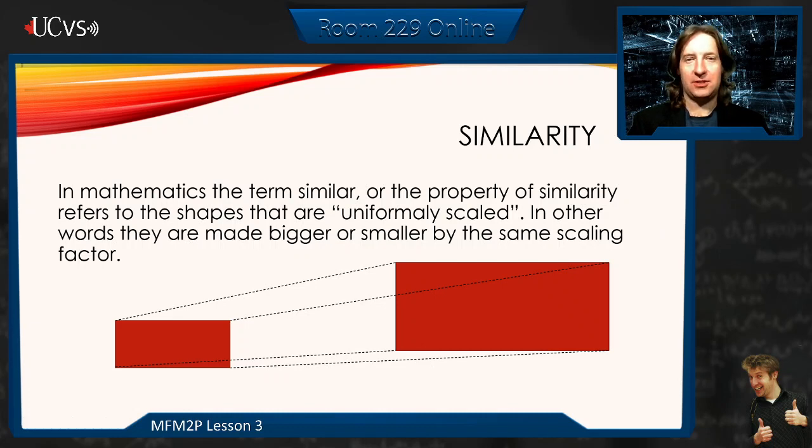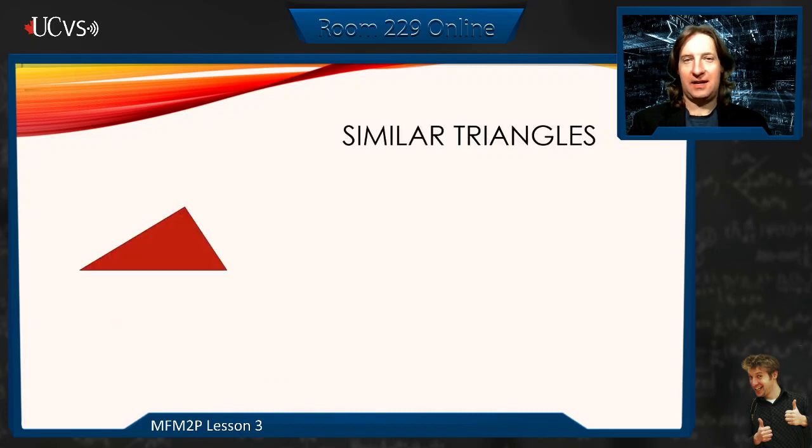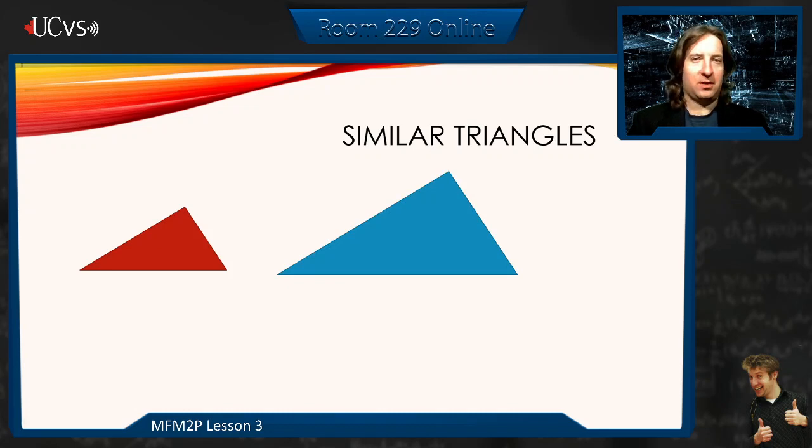So now we're going to talk about similar triangles. Let's say I have this red triangle here. If I just make everything bigger by the same amount, that's a similar triangle. But I can also do a couple other things. I can also just rotate it. I can make this one a bit smaller and rotate it, but all the sides are still the same.